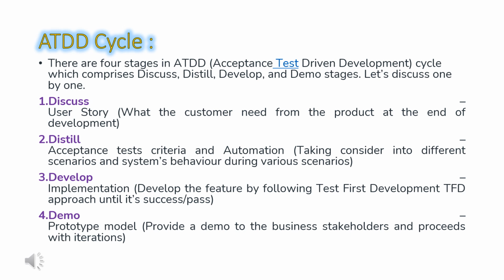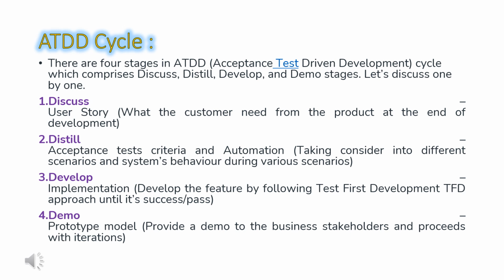This cycle has four stages in the ATDD cycle, which comprises discuss, distill, develop, and demo. We'll discuss them one by one. Discuss is like the basic customer need from the product at the end of the development, which is collectively called a user story. These user stories are developed by the developers as tasks or use cases, and based on this we are going to see the outputs on the browser or on desktop systems based on the requirements. So this is the stage where we are creating the story, the discuss stage.